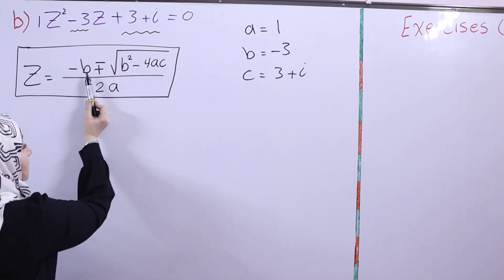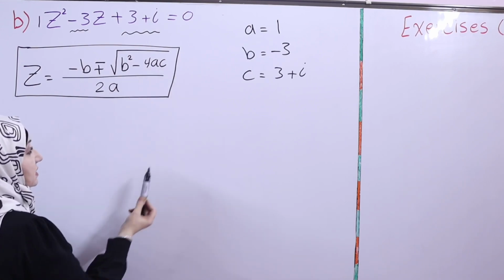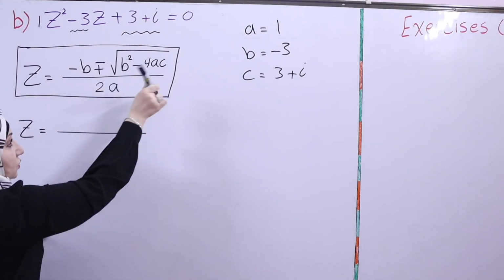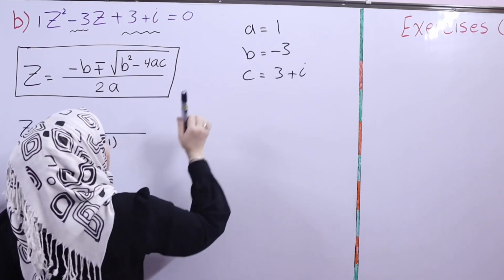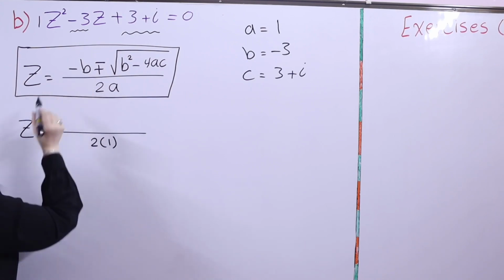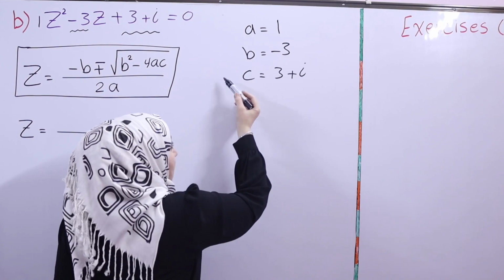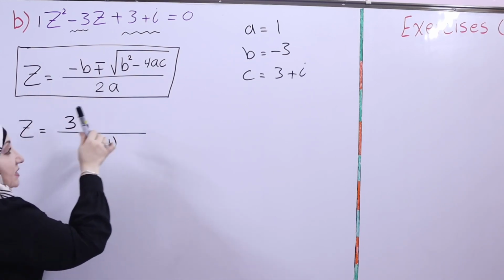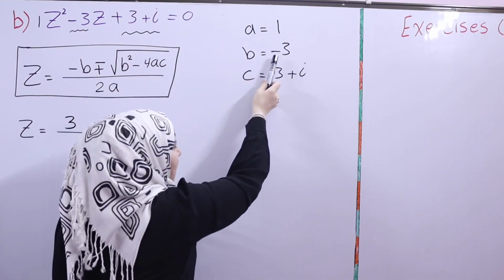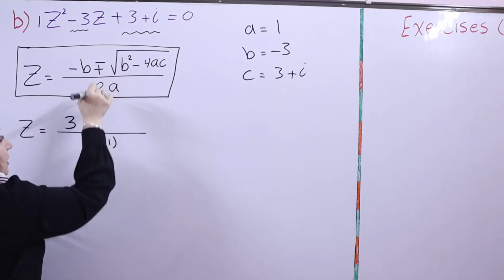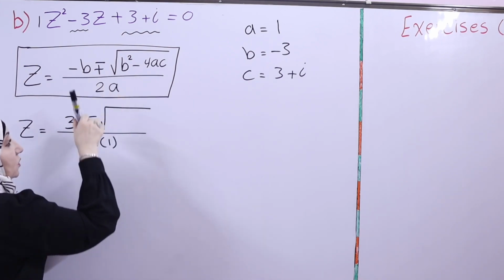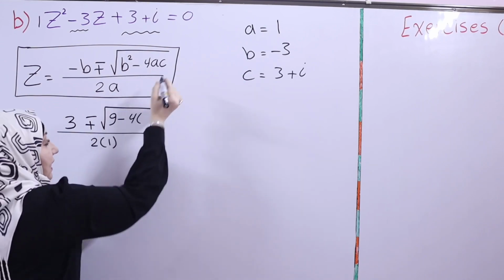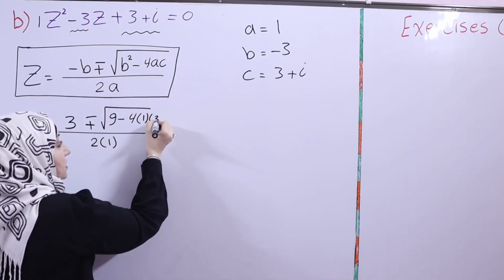And now we will substitute instead of A, B and C by their values. z equal, in the denominator, 2 multiplied by A, where the value of A is 1. Here we have negative B. B is -3, so negative of -3 equal positive 3. بالقانون عندي سالب B. زين هي البي سالب 3. إذا سالب في السالب راح تطلع عندي موجب 3. Plus or minus square root of B squared, -3 squared is 9, minus 4 multiplied by A multiplied by C, which is 3 plus i.